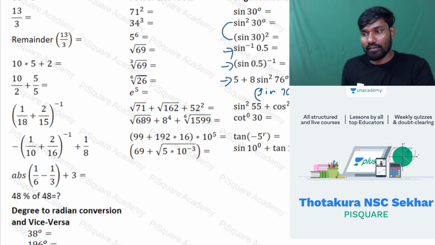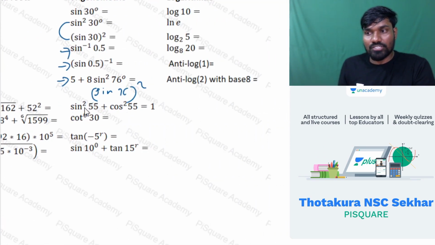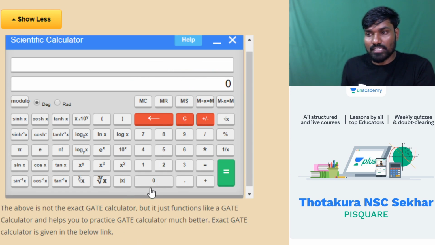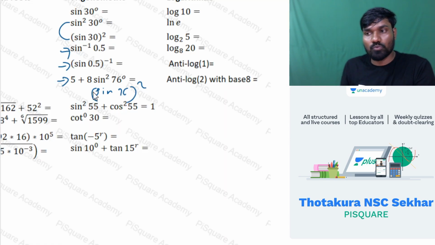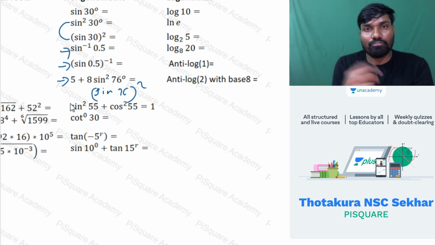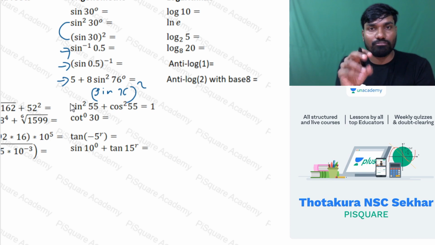Okay, next one. This is done. Sine square 55 plus cos square 55. We know this value is 1. Let's cross check it because we're practicing it. You need to practice properly. So we'll do sine 55 square plus cos 55 square.